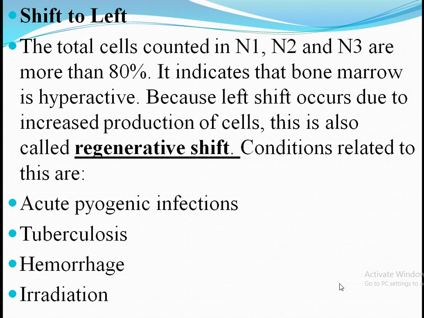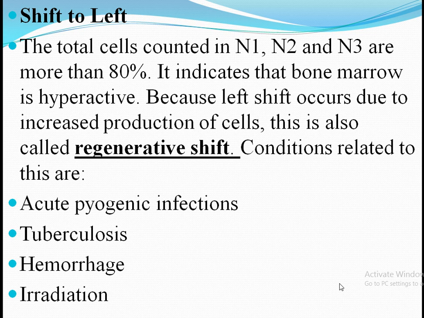Shift to left indicates the total cells counted in N1, N2 and N3 are more than 80%. It indicates that bone marrow is hyperactive. Because left shift occurs due to increased production of cells, this is also called regenerative shift. More immature cells, cells of earlier developmental stages, are present in the blood. Conditions related to this type are acute pyogenic infection, tuberculosis, hemorrhage, irradiation.